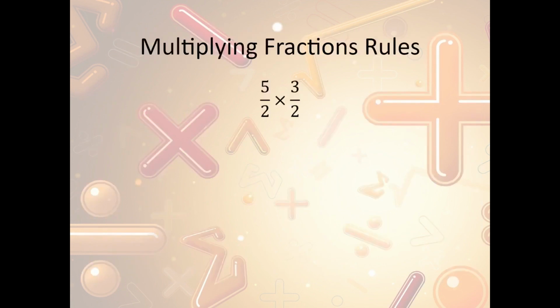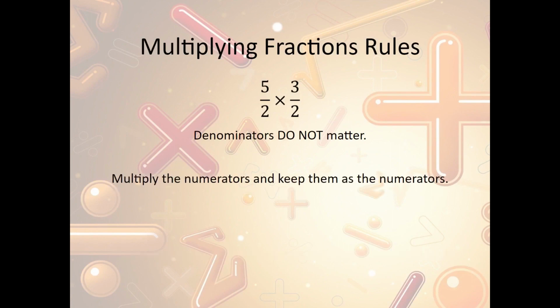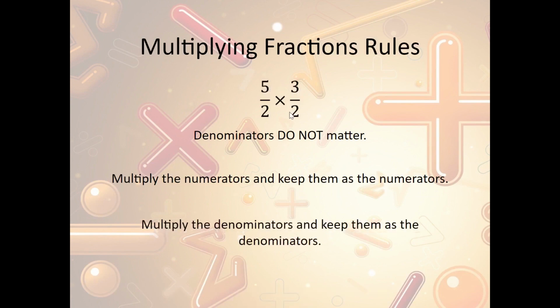First of all, let's talk about our multiplying fractions rules. The rules are that the denominators do not matter, which means they do not need to match. So we can have uncommon denominators. We're going to multiply the numerators and keep them as the numerators. So we would multiply 5 times 3. Then we're going to multiply the denominators and keep them as the denominators. So 2 times 2.